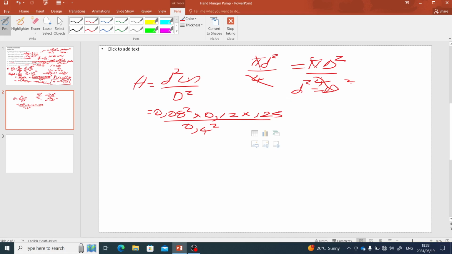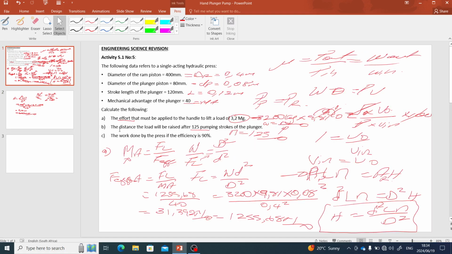Hence I'm saying don't leave out the squares there, because the diameters are not the same. Right now, you can't cancel those two. You need to put those squares there. Then our answer there is 0.6 meters. This would be 600 millimeters. This is how you calculate the second question, where they asked for the distance the load will be raised.